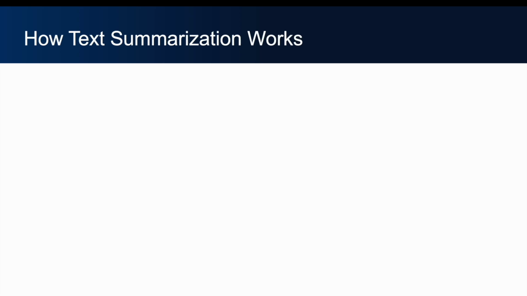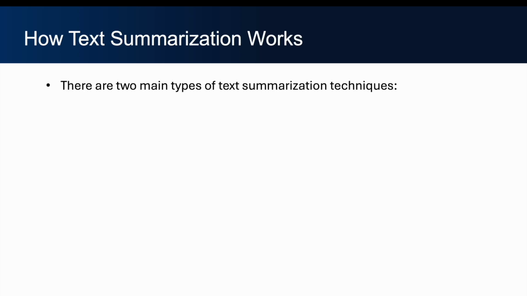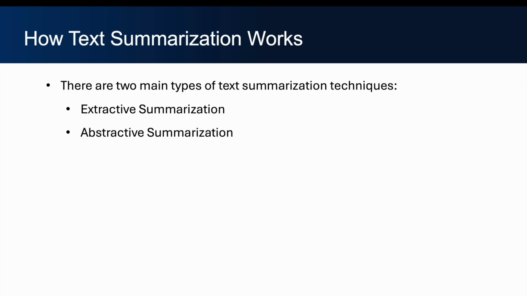Now, how does text summarization actually work? There are two main types of text summarization techniques. First one is called extractive summarization, which selects the most important sentences directly from the text. And then we have abstractive summarization, which generates a new summary using AI language generation. Now, DeepSeek AI uses abstractive summarization, meaning it creates a concise human-like summary rather than simply extracting key sentences.